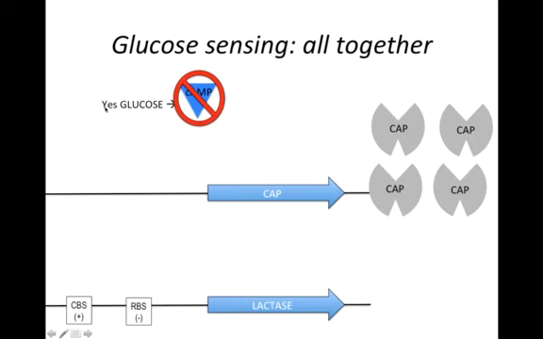What about the other case? If we do have glucose, then we do not have cyclic AMP. The CAP proteins do not bind cyclic AMP, and they stay in this closed formation so that they do not bind to the CBS, and lactase is repressed. Lactase is not activated.